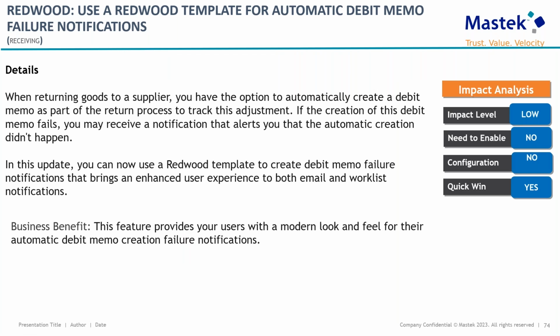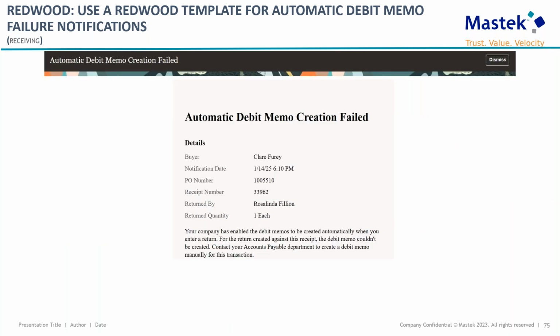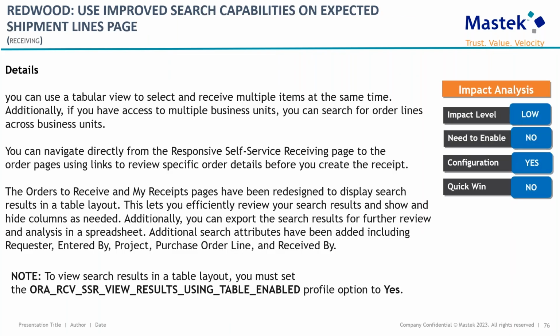The impact is low. We do not have to manually enable this. There's no configuration required, and it's a quick win for the business. Let me move on to the next new feature, which is use the improved search capability on expected shipment line pages.